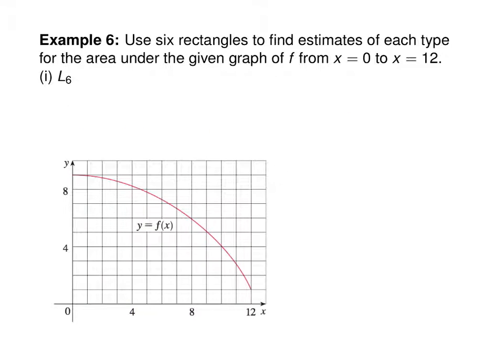The next thing, we're back to estimation again. This is just estimation with a picture. So take this picture. I want you to use 6 rectangles to find estimates of each type for the area under the graph from 0 to 12. So first of all, if I'm using 6 pieces and my interval is 12 long, how wide is each piece? 2. Okay, so I go from 0 to 2, 2 to 4, 4 to 6, 6 to 8, 8 to 10, and 10 to 12.